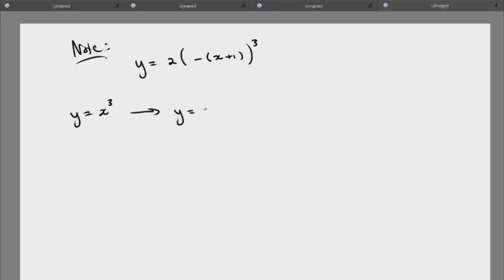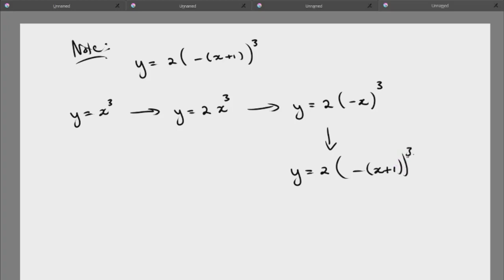I like to take care of the 2, which is a vertical stretch. Then I can replace the x with a negative x, like so, and I can squeeze it in. I'll put it over here. Then I replace x with x plus 1, like so. Nothing wrong with that. So graphically, I'm going to stretch it vertically, reflect it horizontally, and shift it to the left by 1.